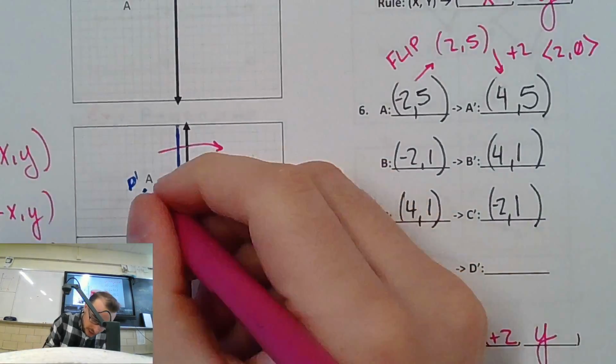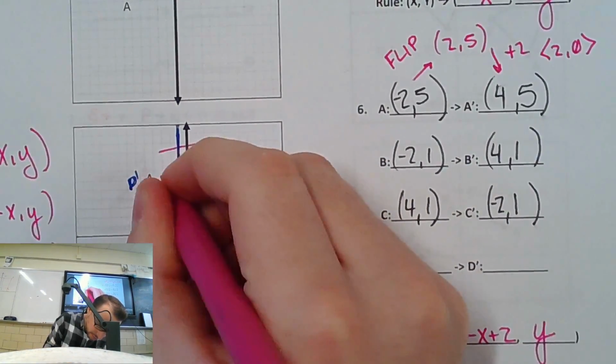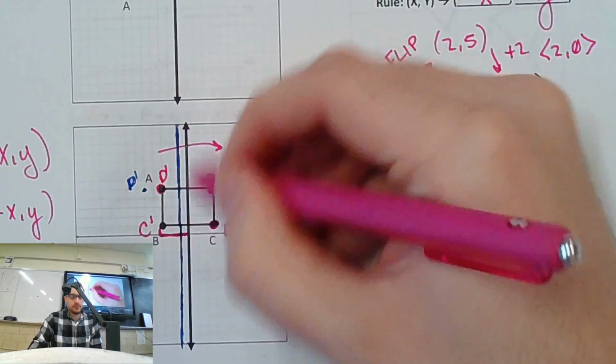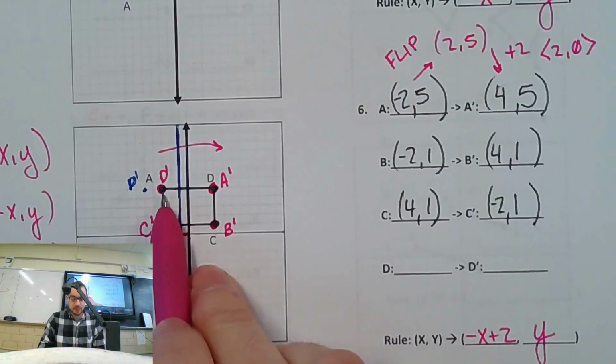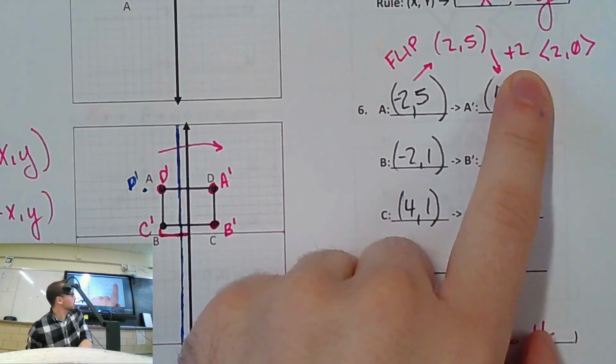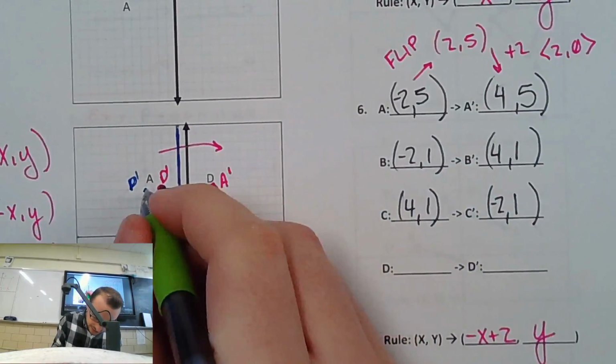D prime is supposed to actually end up here, right? Because we're flipping it over this line. How far away is D prime from the real D prime? 2. That's where the slide of 2 comes in. This plus 2 that we do right there slides it to where it needs to be.